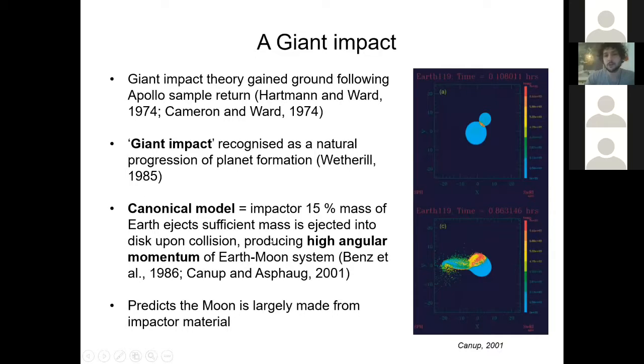Now, in the canonical model, the idea was simply to try and reproduce the high angular momentum observed today of the Earth-Moon system. To do so, models settled upon this figure of about 15% of the mass of the Earth as an impactor, which then impacted the proto-Earth. I guess Mattia spoke a bit about this earlier, but suffice to say that in this canonical model, it predicts that the Moon is largely made from the material that was initially present in the impactor. So then the question became, is this actually observed in lunar rocks?